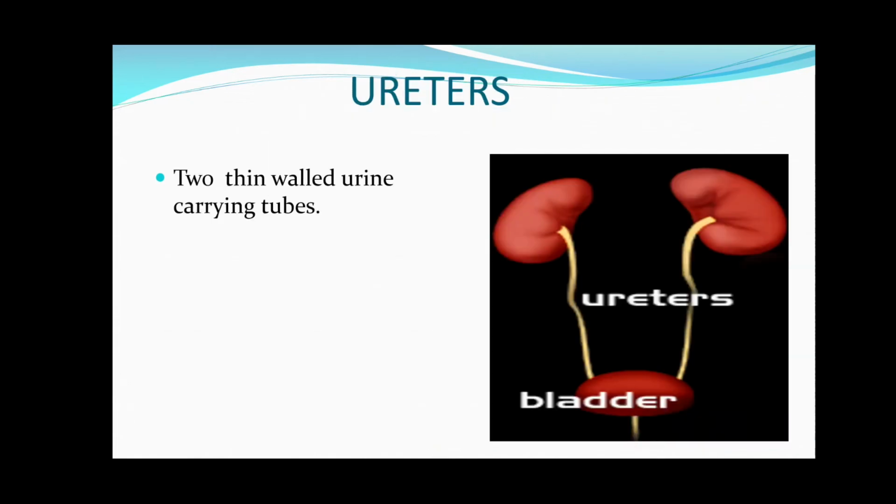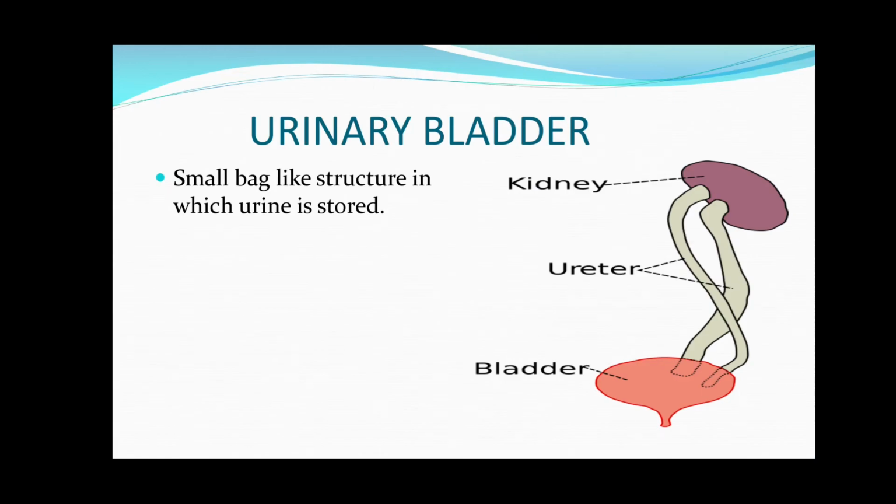Next is the ureters. Students, ureters are two thin-walled urine-carrying tubes. They start from each kidney and open into the urinary bladder. Urinary bladder is a small bag-like structure in which the urine is stored. Human beings excrete about 1.5 to 2.5 liters of urine every day. The size and position of the urinary bladder varies with the amount of urine it contains.